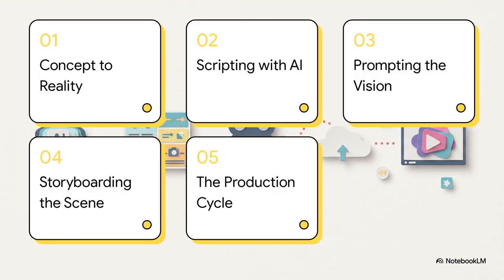To get there, here's our roadmap for this explainer. We'll start with 1, concept to reality. Then 2, scripting with AI. 3, prompting the vision. 4, storyboarding the scene. And we'll wrap up with 5, the production cycle.